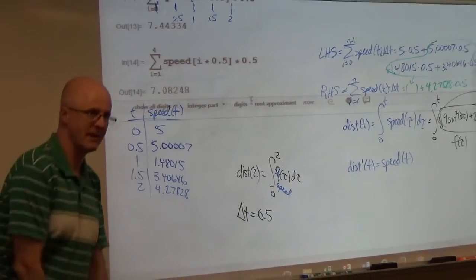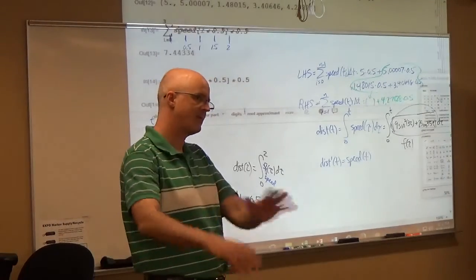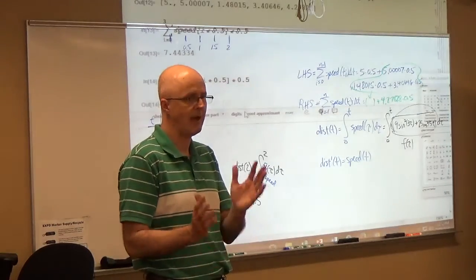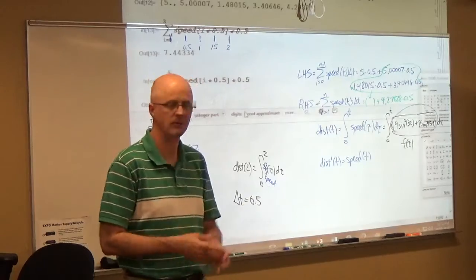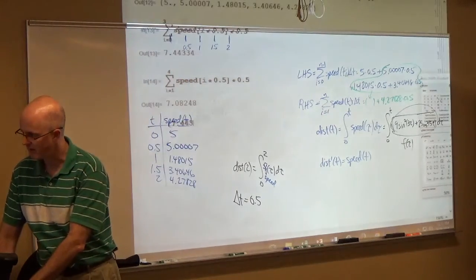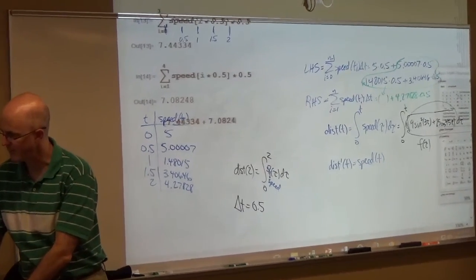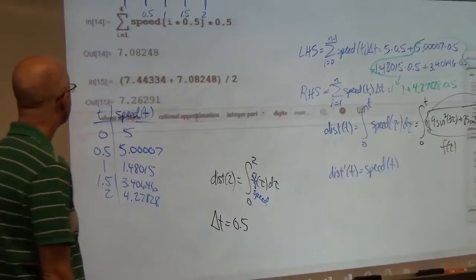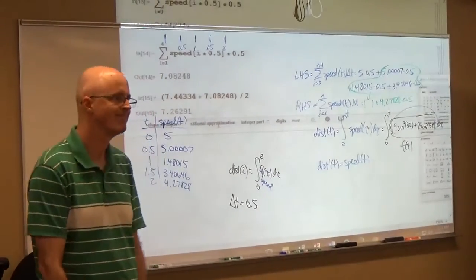The trapezoid method, trapezoid rule, you may have heard about. There is a formula for it that doesn't involve the left and right hand sums, but if you happen to know the left and right hand sums, you can just average them, and that's the trapezoid method, and you've done that before. Average these two numbers now. You'll get a number halfway between them, 7.26291.